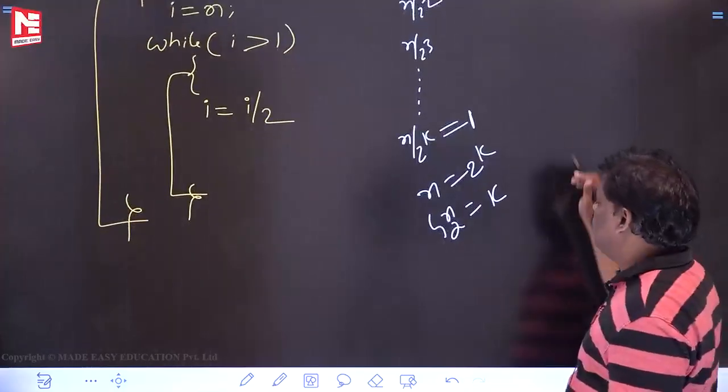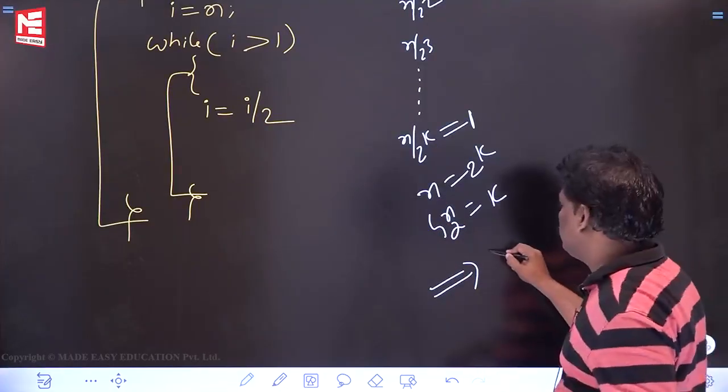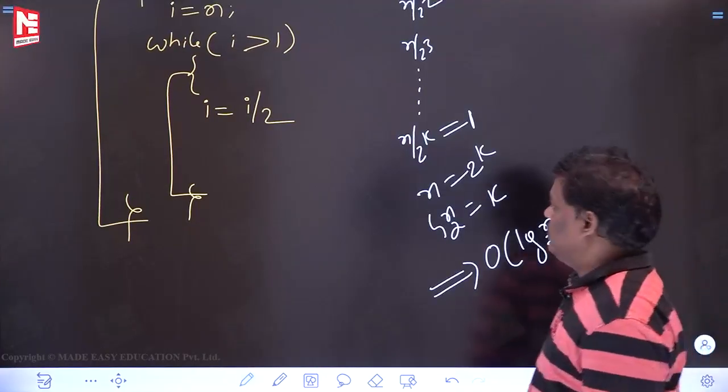So the answer of this problem, finally what is the answer? How many times is it repeated? K times. What is the k value? Log n base 2. The answer is big O of log n base 2. That is the answer. Right?